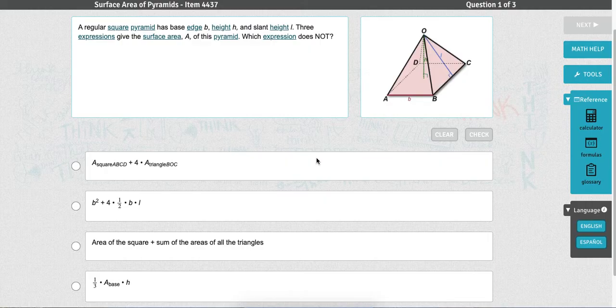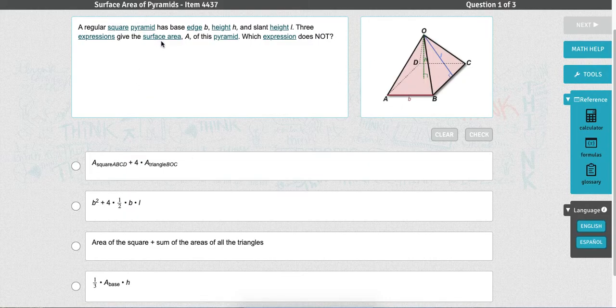Okay? So the first thing that we have to do is to read the question. A rectangular square pyramid has a base edge B, a height H, and a slant height L. Okay? 3 expressions give the surface area, A, of this pyramid. Which expression does not?